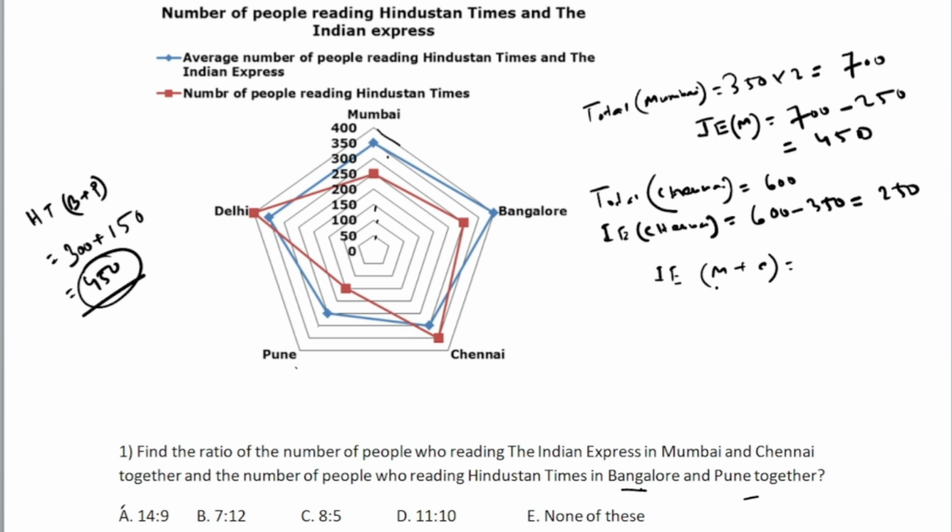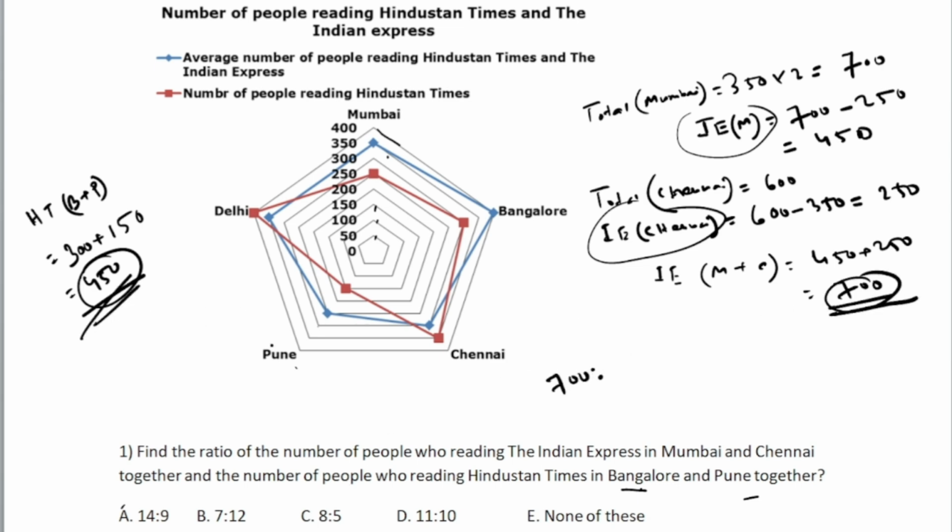So Indian Express in Mumbai and Chennai together, ये मुंबई का है, ये चेन्नई का डेटा है. So together is 450 plus 250 is equal to 700. So the ratio is 700, ये 700 and ये 450 का रेशियो निकलना है. So 0 0 कैंसिल आउट कर लेते हैं, 5 से डिवाइड हो जाएगा, 14:9. So option A is the correct option.